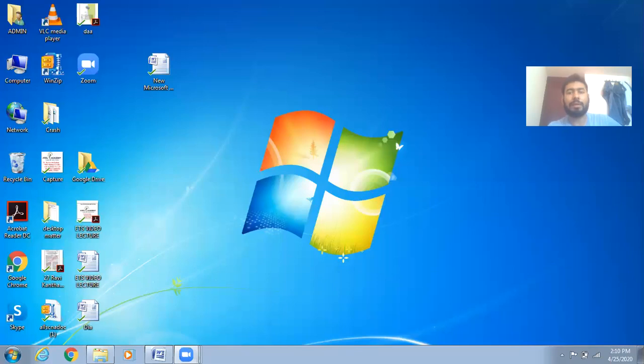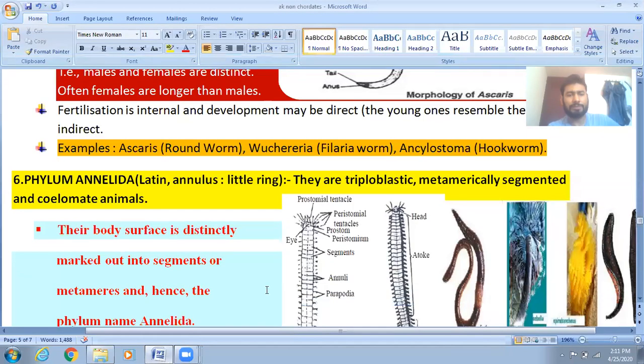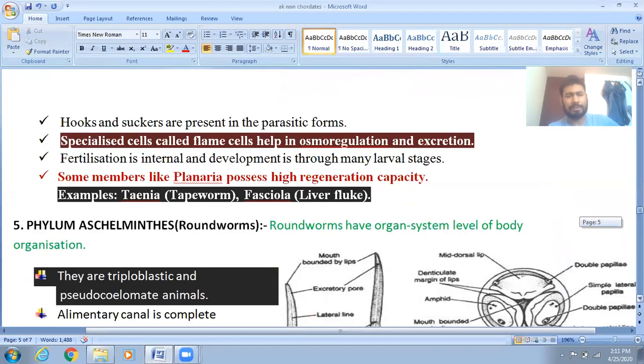Echinodermata, Hemichordata, and Chordata. So in the sequence of phyla, we have finished 4 phyla: first Porifera, Coelenterata, Ctenophora, and Platyhelminthes. And now we will discuss the next phylum, Aschelminthes. Yesterday I talked about the 4 different phyla, which I have already told you about.